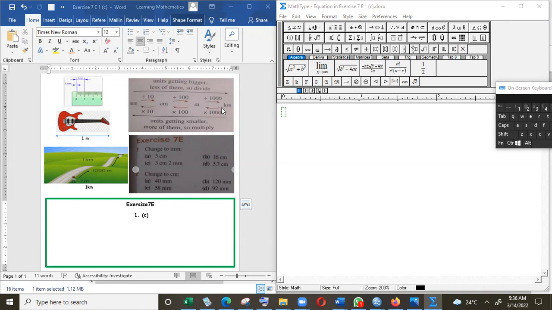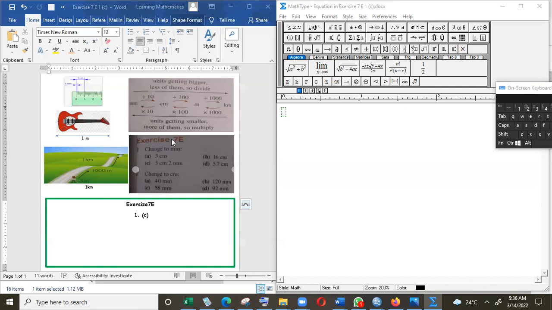But if you're going from bigger to smaller, you multiply. So from kilometers to meters, you multiply by 1,000. From meter to centimeter, you multiply by 100. From centimeter to millimeter, you multiply by 10.